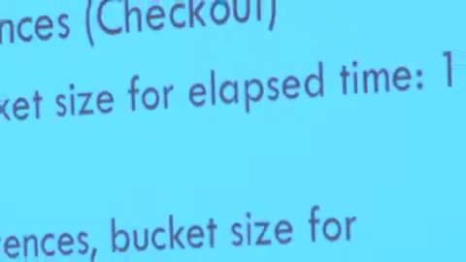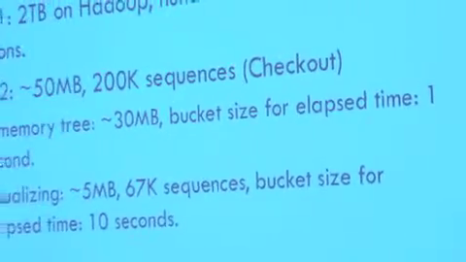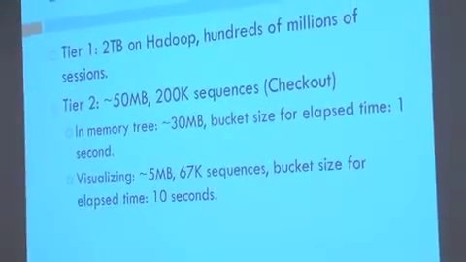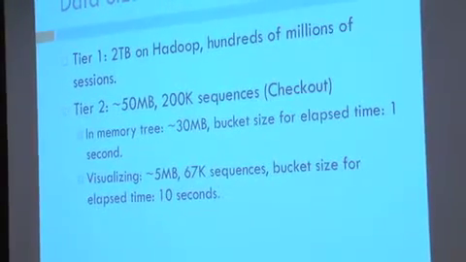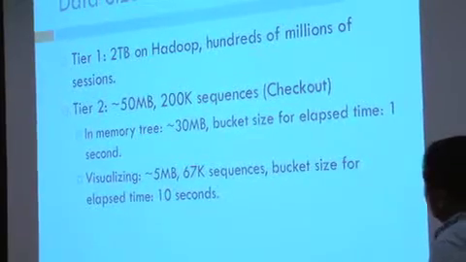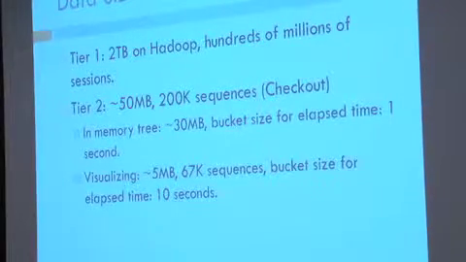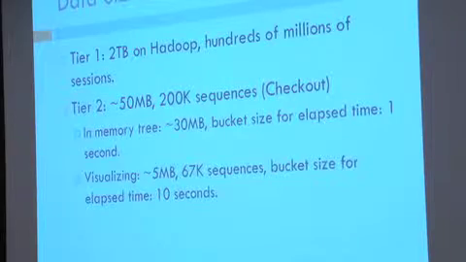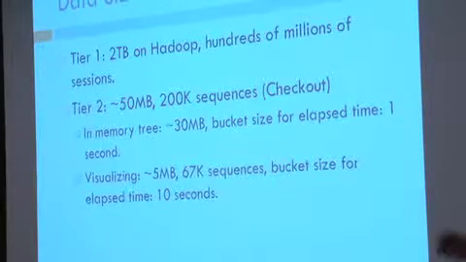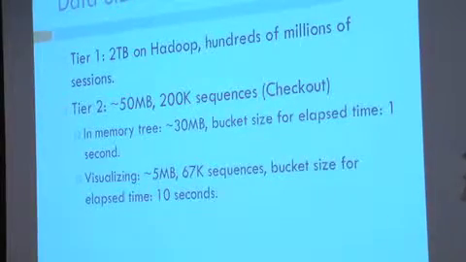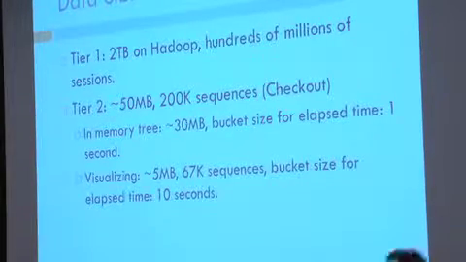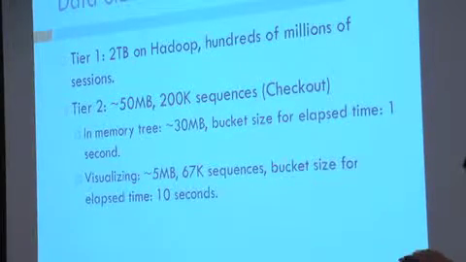And at different tiers, at the first tier, we have about 2 terabytes of data on Hadoop. There are hundreds of millions of sessions, and when you do the filtering, for example on checkout, the data is suddenly cut down to about 50 megabytes. Also, it's not only the number of sessions, but in the raw data there is a lot of other information for each event.